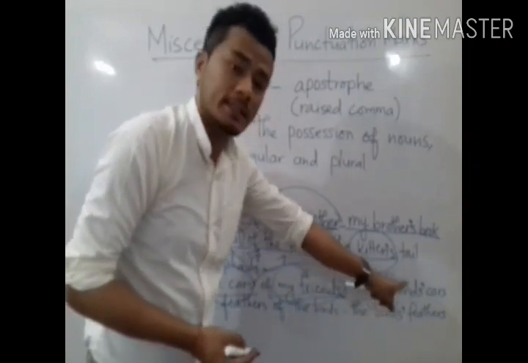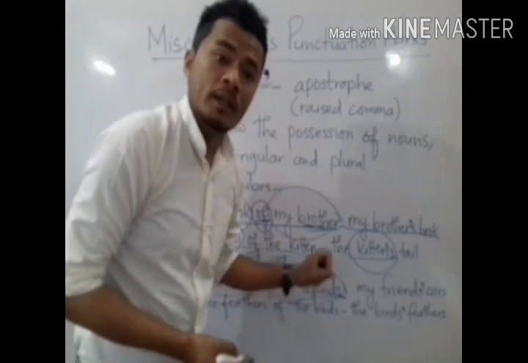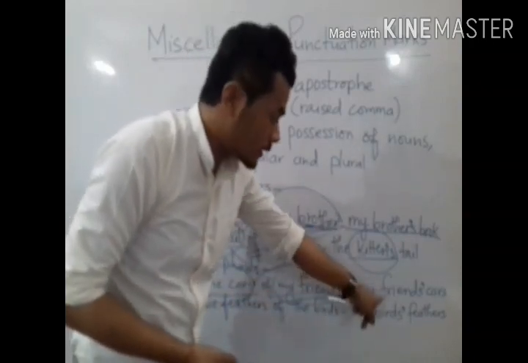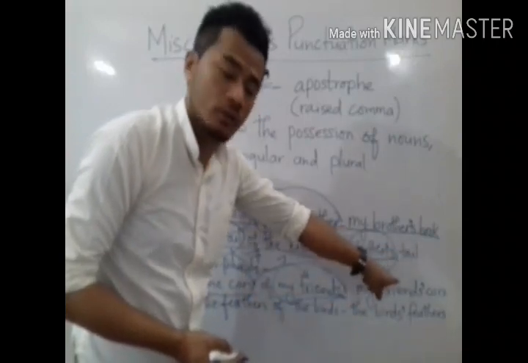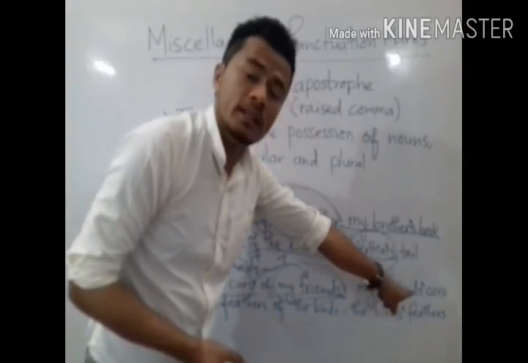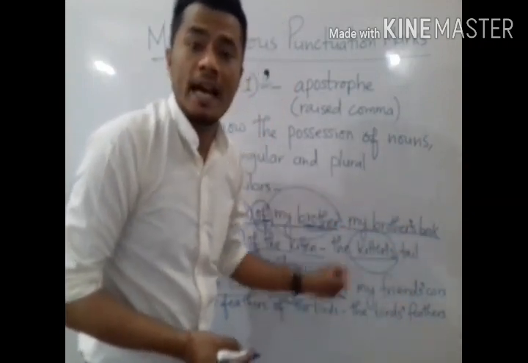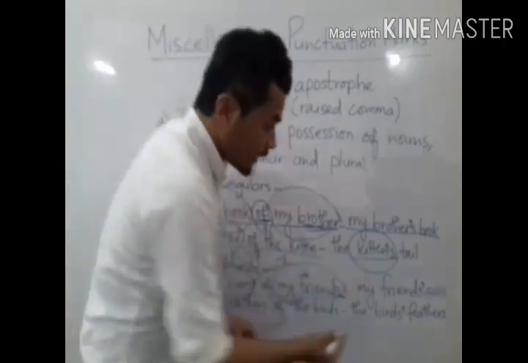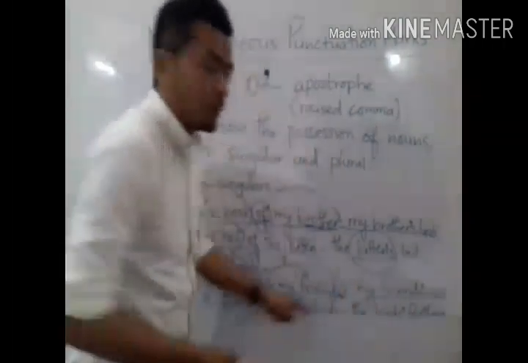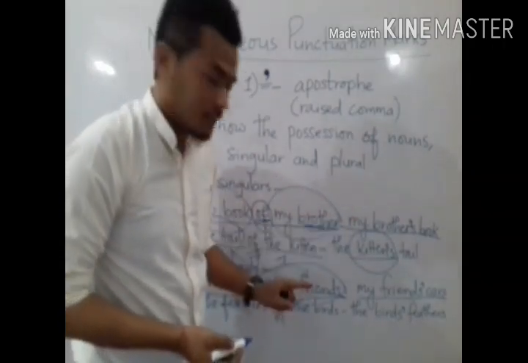Here my friends is the noun of which I am showing the possession. So here, my friends' apostrophe. After writing the complete plural noun, I have used an apostrophe to show the possession. So this is the correct possessive case of this plural noun. Okay, my friends' cars.